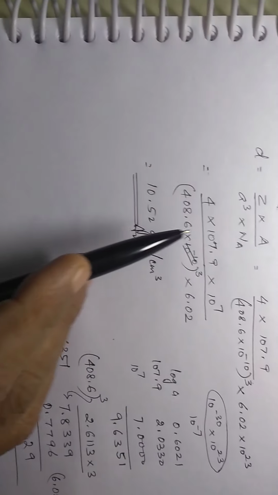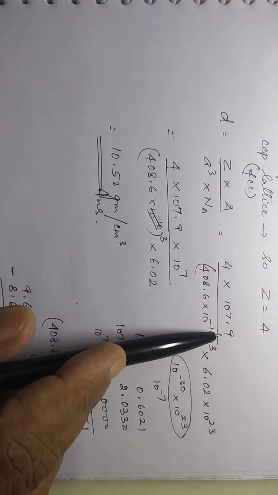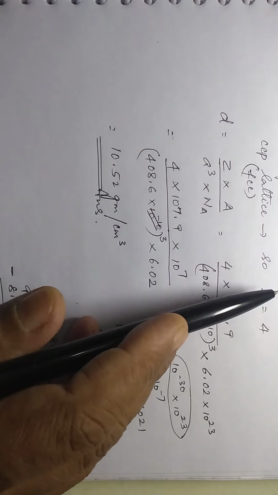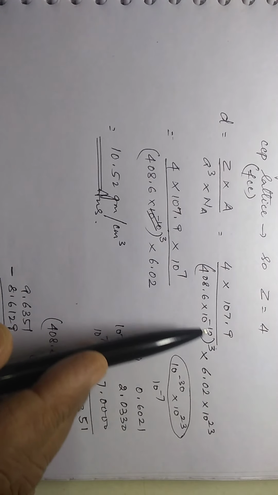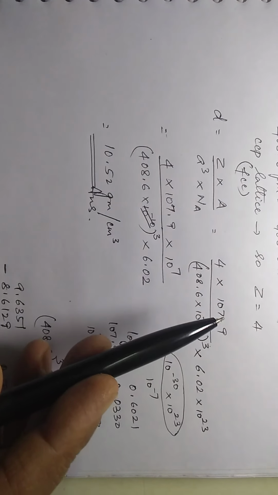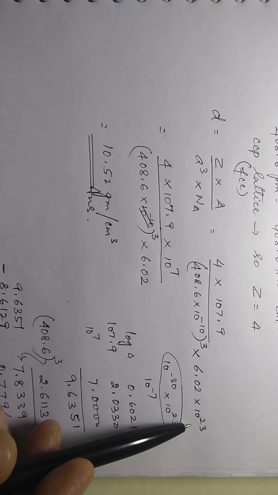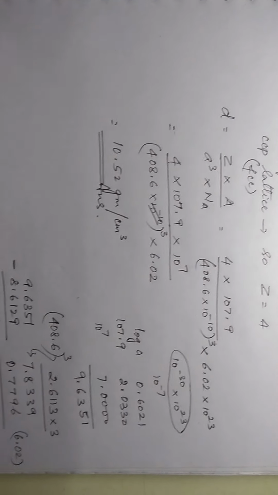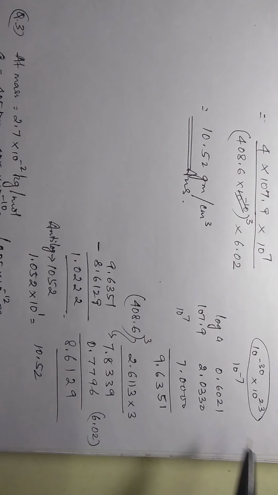Density is asked. So substitute all the values. Z value is 4. Atomic mass is already given to you, 107.9. A cube, that is 408.6 into 10 power minus 10, the whole cube. 10 power minus 10 because you have to convert picometer to centimeter. Into Avogadro number 6.02 into 10 power 23. Now by solving you will get the answer. Now look here, I have shown the log values. By chance there I did not write the log values, so I am not able to say that.